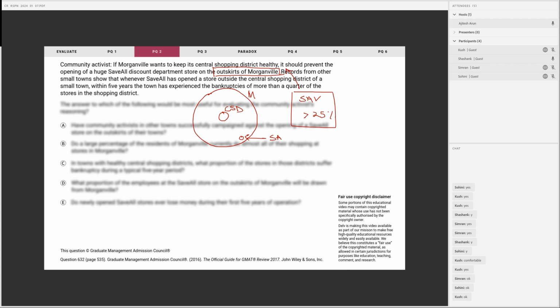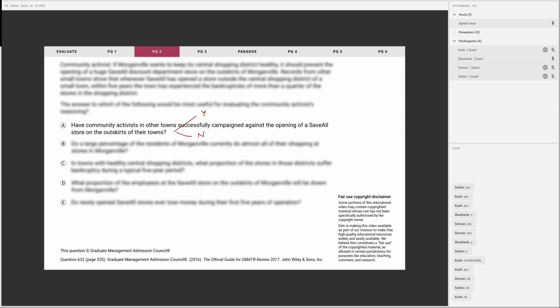So the reason I gave for option B was slightly different, but what you are saying is also valid. So the support that the community activist uses is for a Save All that opens anywhere outside the central shopping district, right? And yeah, outskirts are a part of that. Exactly, yeah. So we have no information about how much farther away from the central shopping district we need to be. So that's not really going to help us. So in that sense, option B is not correct. But the point that I was trying to make is slightly different.